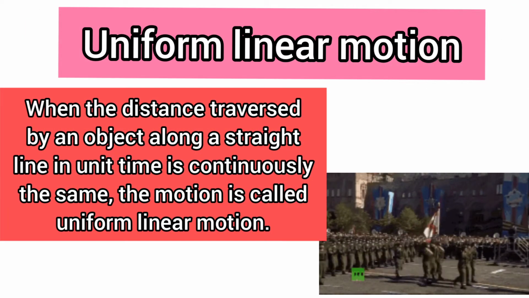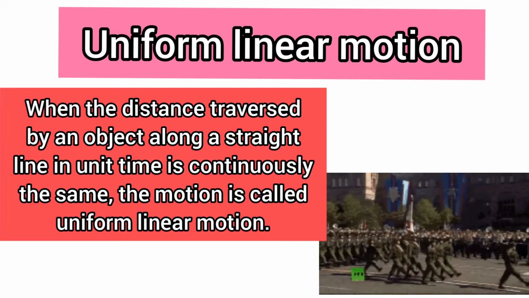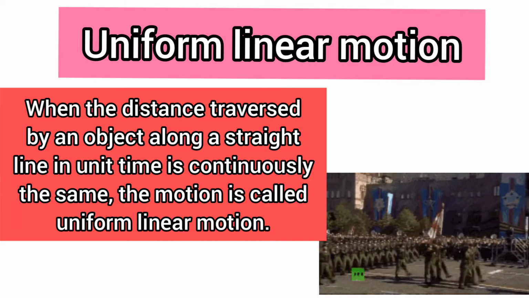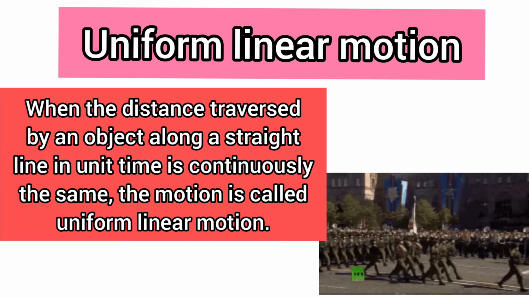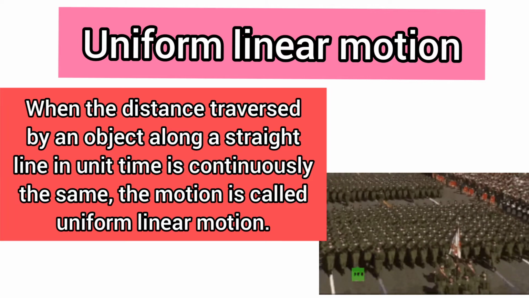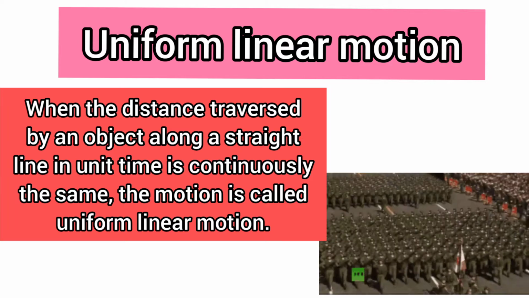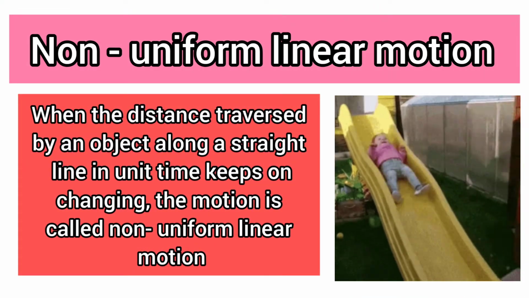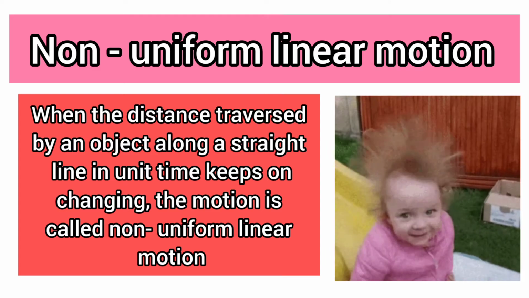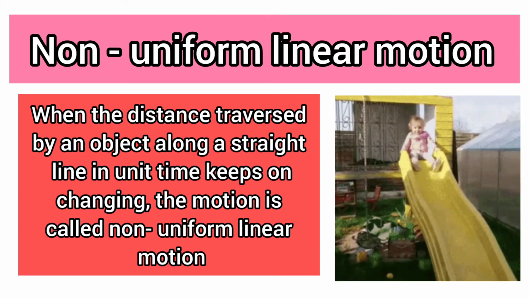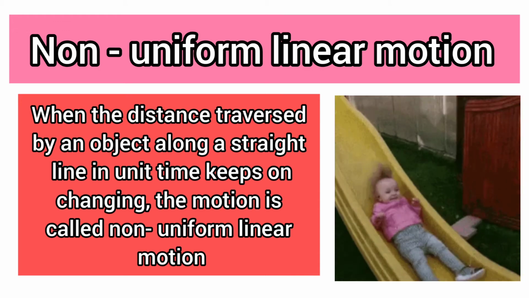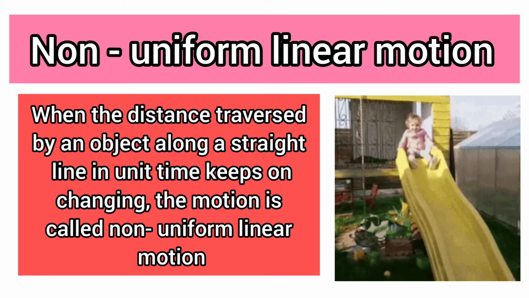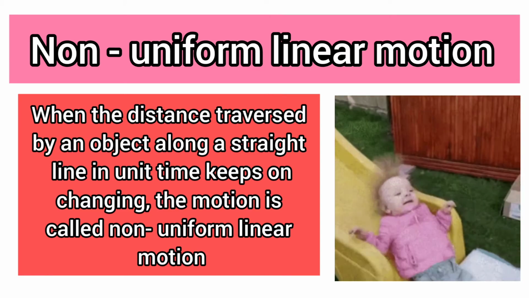First one is uniform linear motion. Let's have a look at the definition. When the distance traversed by an object along a straight line in unit time is continuously the same, the motion is called uniform linear motion. And another one is non-uniform linear motion. When the distance traversed by an object along a straight line in unit time keeps on changing, the motion is called as non-uniform linear motion.